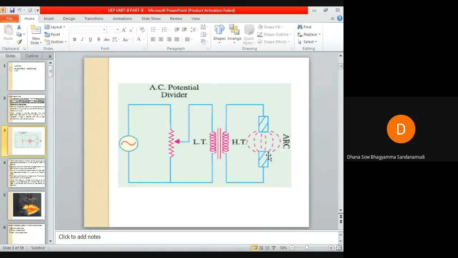The electrodes used here can be made of either carbon or graphite. When an arc is struck between these two electrodes, the temperature obtained is in the range of 3000 degrees Celsius to 3500 degrees Celsius.